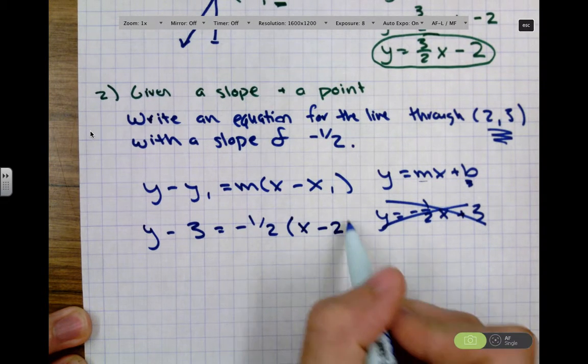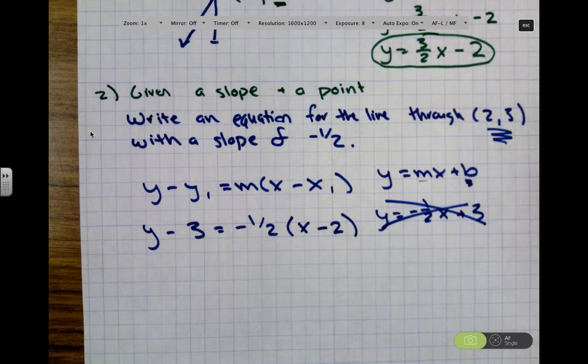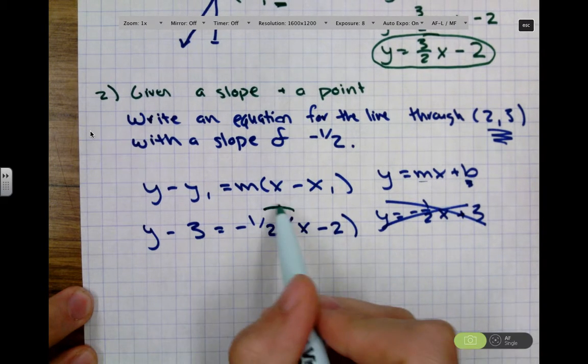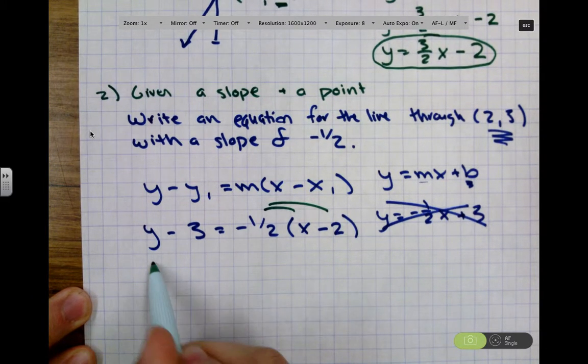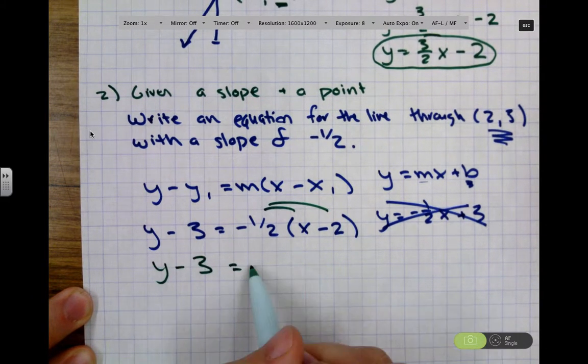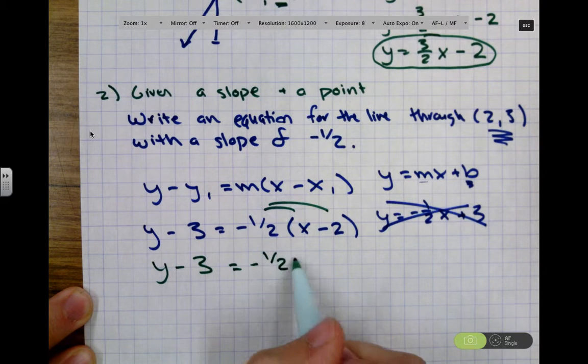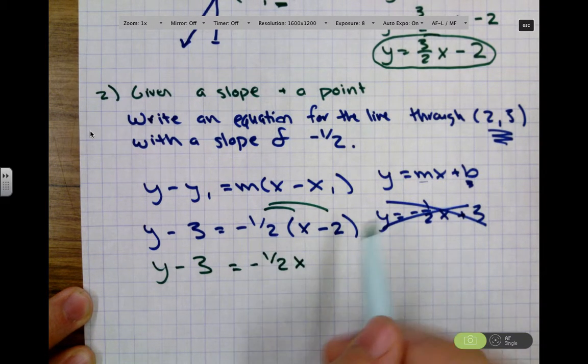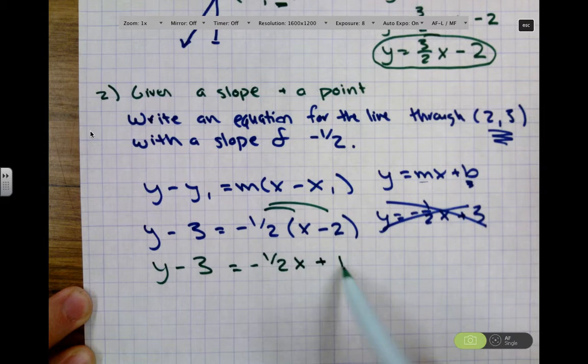times x minus 2. Now from here we want to go ahead and simplify this. To do that, we can distribute that negative 1/2. We multiply negative 1/2 and x, which gives us negative 1/2 x. Negative 1/2 times negative 2 is positive 1.